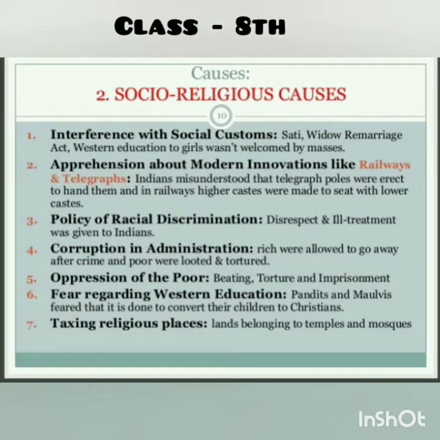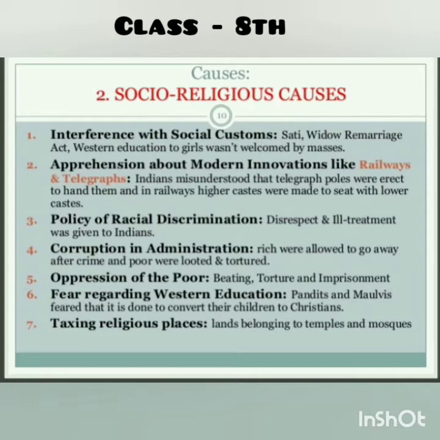After political causes, we will discuss socio-religious causes. First, interference with social customs. Several reforms were done, like Sati Pratha was abolished, widow remarriage was introduced, and girls were provided with Western education. Second, apprehension about modern innovations like railways and telegraph.